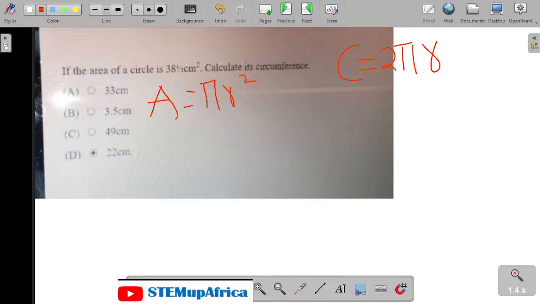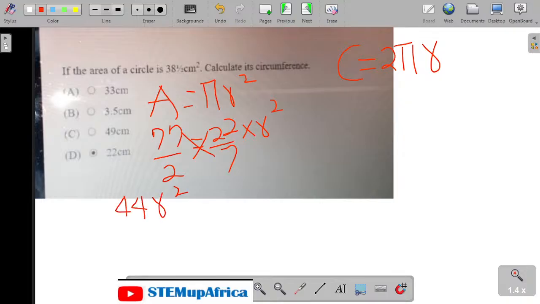So the area now, if I convert the expression to an improper fraction, I'm going to have 38 times 2, that will give us 76 plus 1, that is now 77/2 for the area. Pi is always 22/7 times what? Radius square. So how do we find our radius here? We cross multiply in this manner. So I'm going to have 44 radius square. So this one is coming to this 77 times 7. So my radius square is now what?